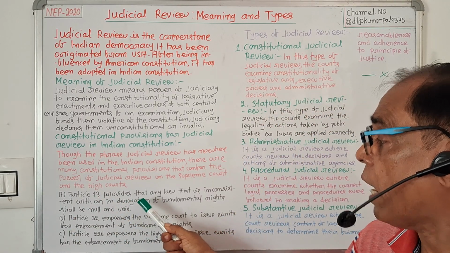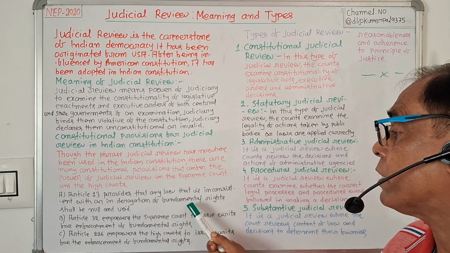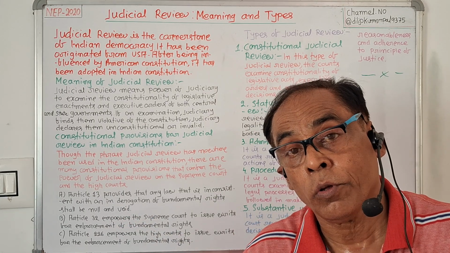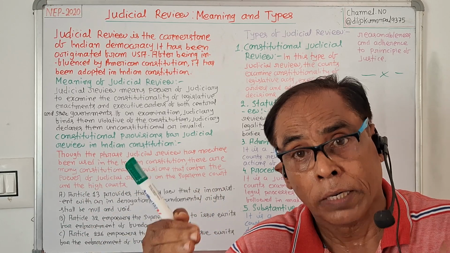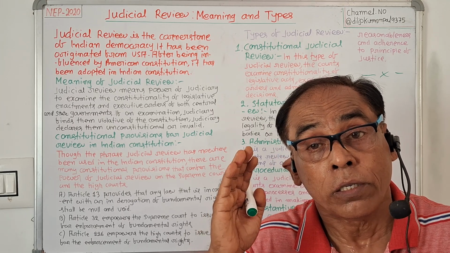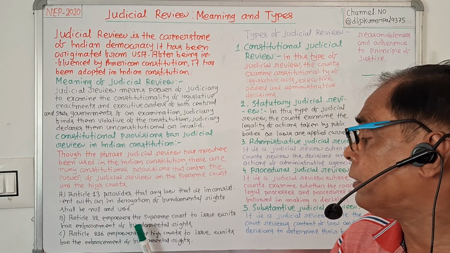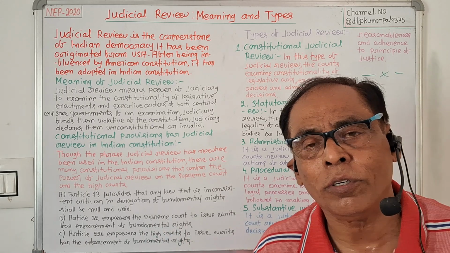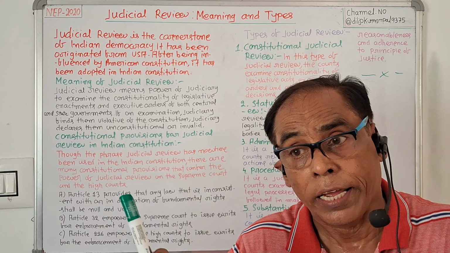Article 13 provides that any law that is inconsistent with or in derogation of fundamental rights shall be null and void. Article 13 says that any law which violates Part 3 of the Constitution, or fundamental rights, will be null and void. Then Article 32 empowers the Supreme Court to issue writs for enforcement of fundamental rights. In Article 32, power has been given to the Supreme Court to issue writs for the enforcement of fundamental rights.